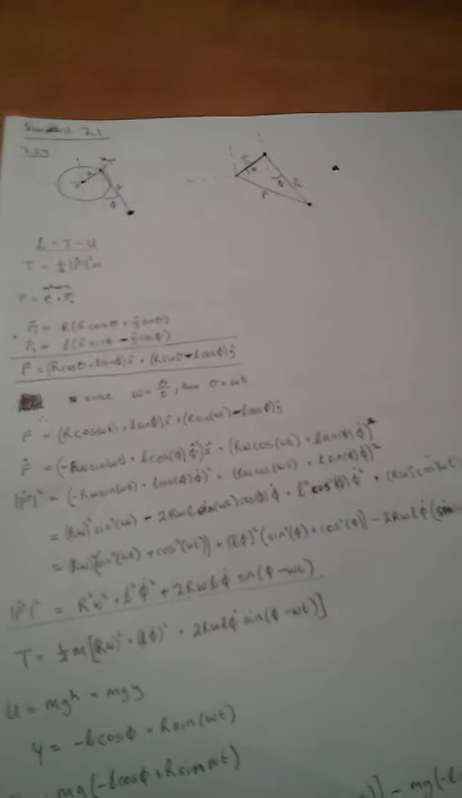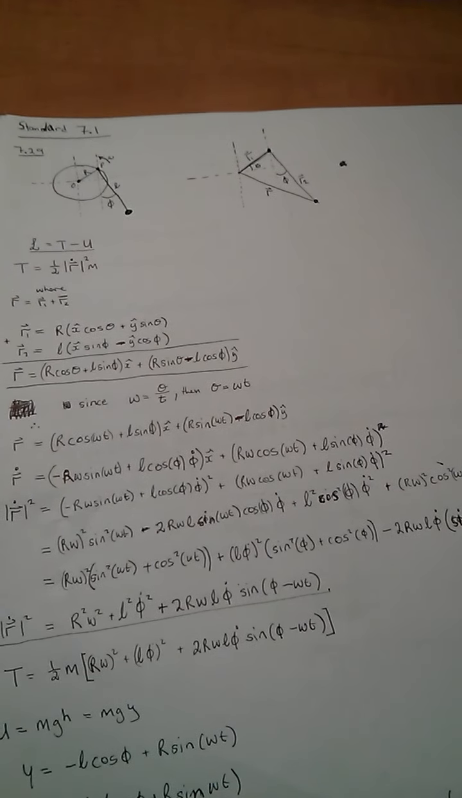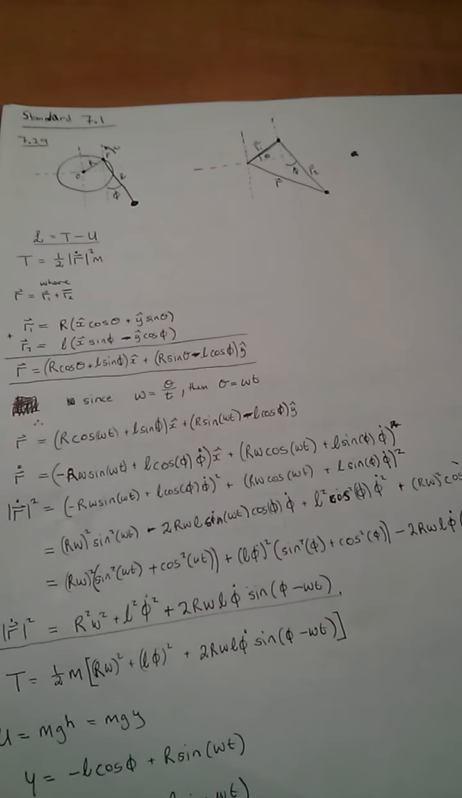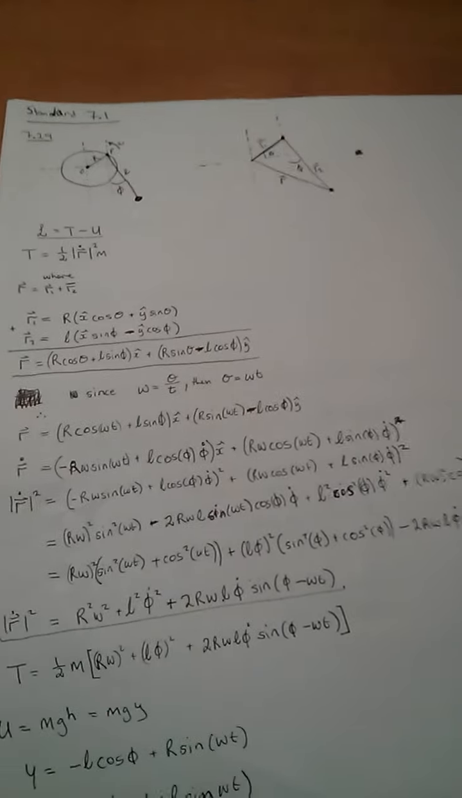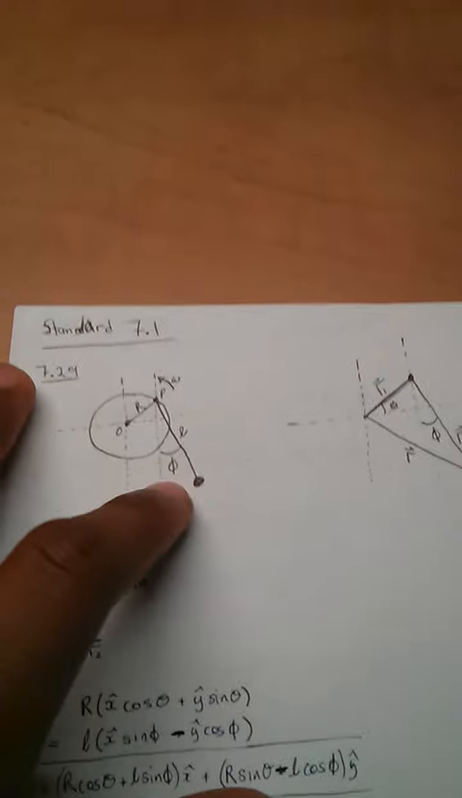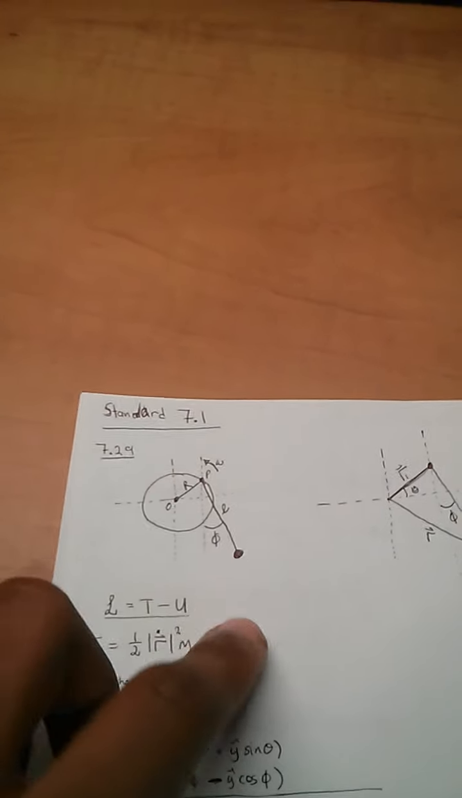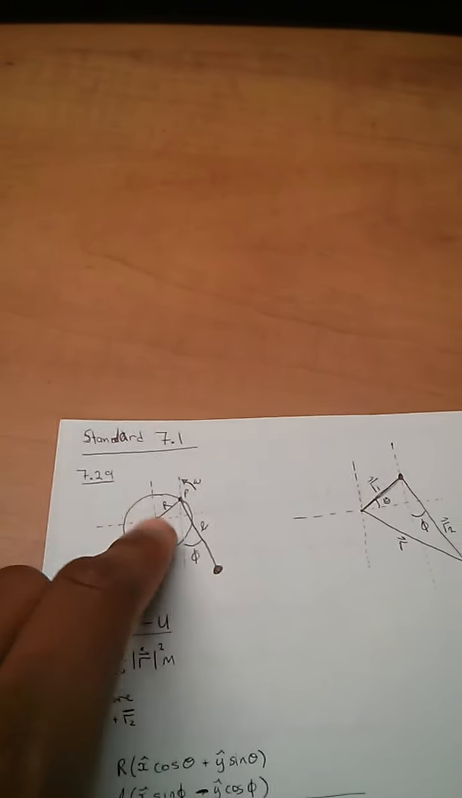So for standard 7.1, I'll be doing a problem from the book, 7.29, and it asks us to figure out the motion of the angle as time passes by, if this whole system, or this pendulum, is located on a circular path which is moving with angular velocity w. So we have to figure out what is the position of the angle as time passes by for this whole system.